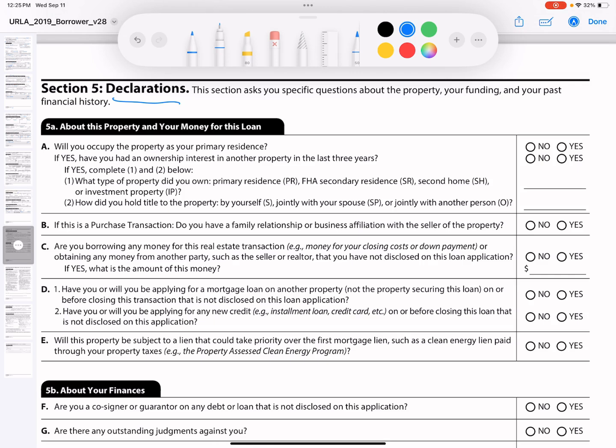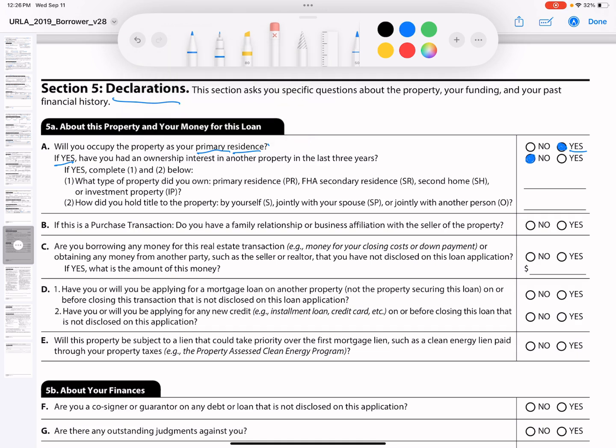They're pretty straightforward. Will you occupy your residence as a primary residence? So we'll say, yes, we intend to occupy it as our primary residence. No, we have not had an ownership interest in another property. Do you have a family relationship or business affiliation with the seller of this property? As I mentioned earlier, with relation to employment, you need to be very upfront about any relationship or business affiliation with people that are part of the transaction.